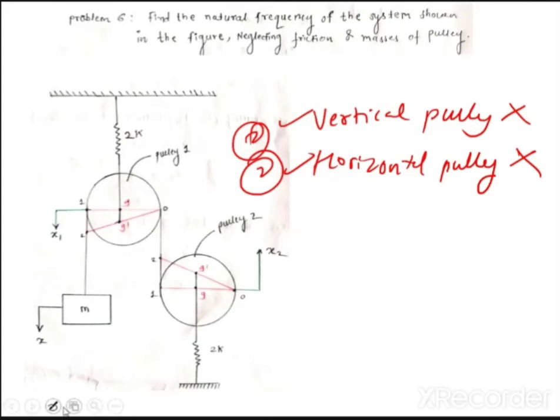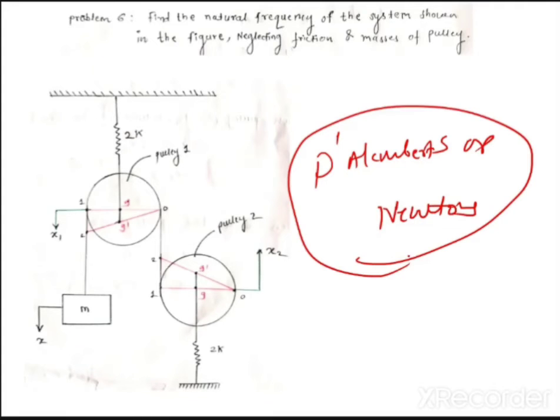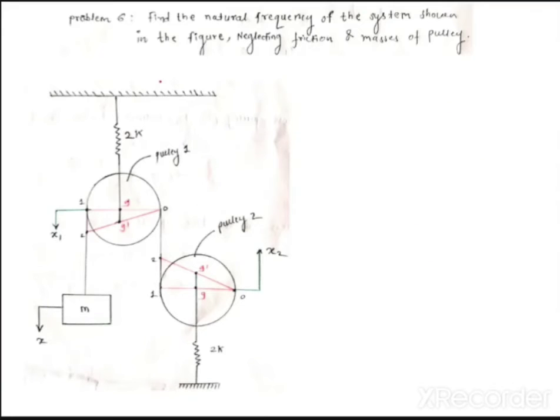Now we move on to another type where 2 pulleys are connected together with a mass m. This problem I will solve by D'Alembert's or Newton method, because I have already solved a lot of problems by the energy method. Just for a change, because they are not expecting it.